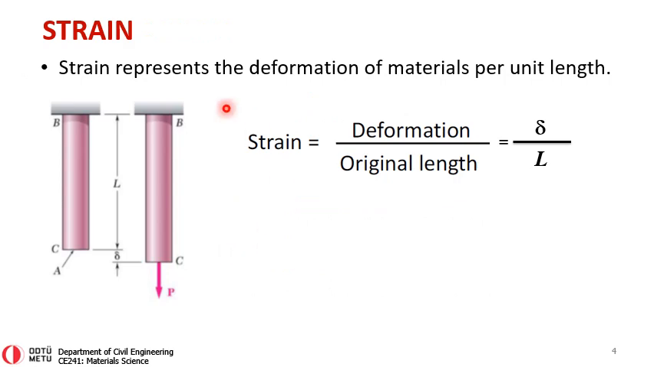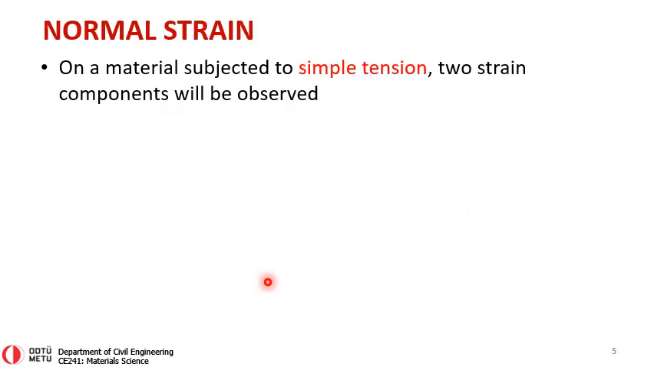Strain represents the deformation of a material per unit length. Like in this problem, the deformation is delta. If you were to divide this delta by the original length L, you will calculate the strain. And the strain is, as you can see over here, unitless. And just like stresses, we can have normal strains and shear strains.